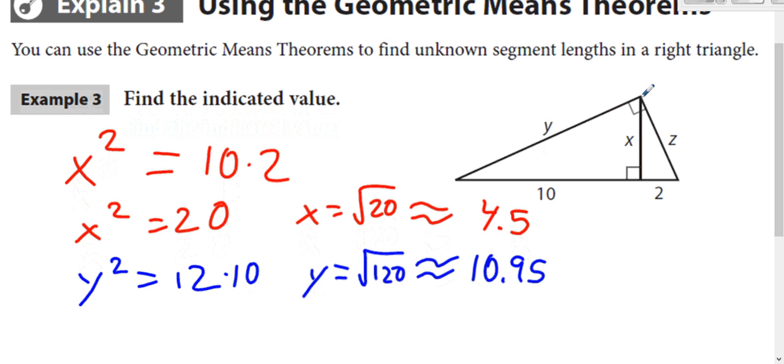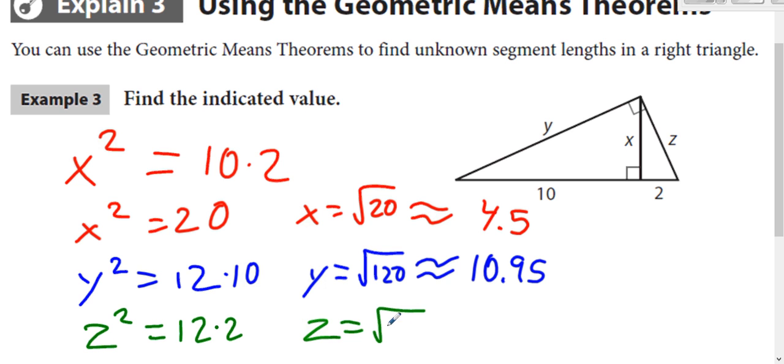And if we're going to solve for z, you do the entire length again, 12. This time times the shorter side that's closer to it, 2. So that's 24. So the square root of 24, almost 5, 4.89. We'll just round it to 4.9.